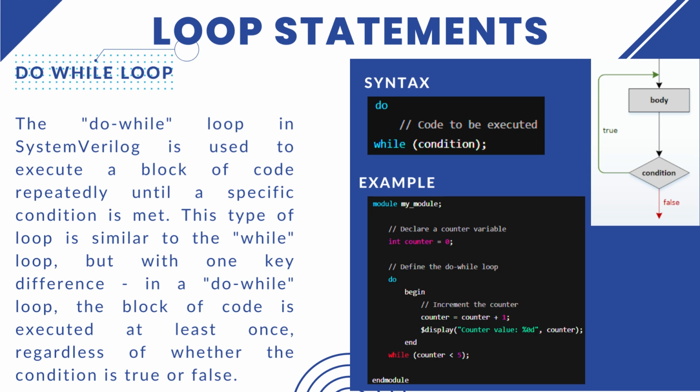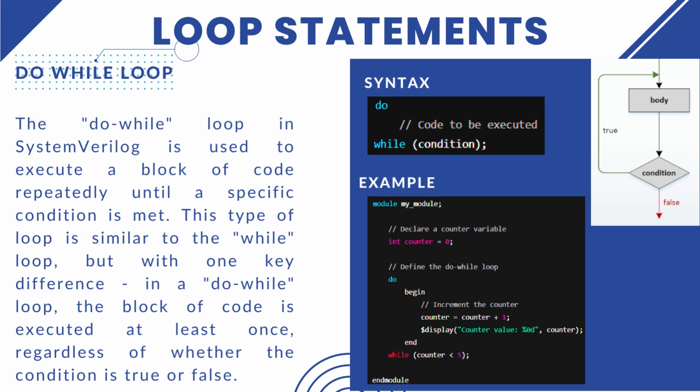The block of code to be executed is placed immediately after the do keyword within curly braces. The keyword while is followed by a condition in parentheses. This condition is checked after each iteration of the loop to determine whether the loop should continue or terminate. A semicolon marks the end of the do-while loop.